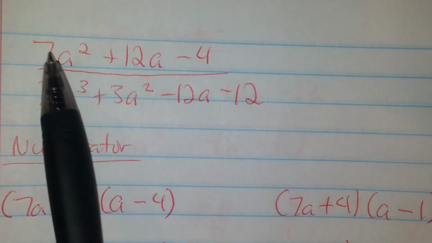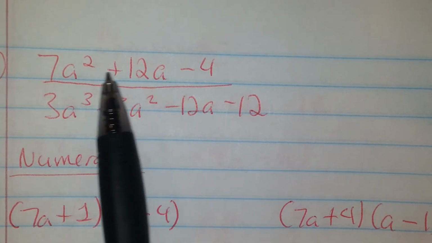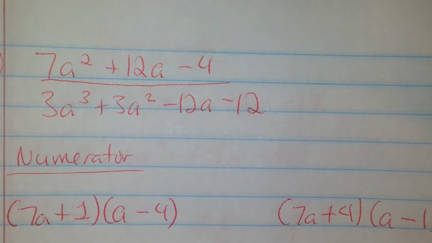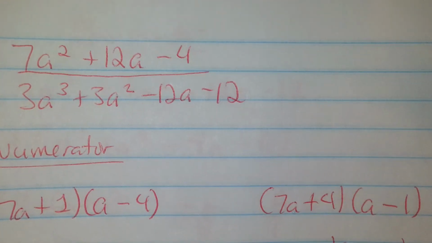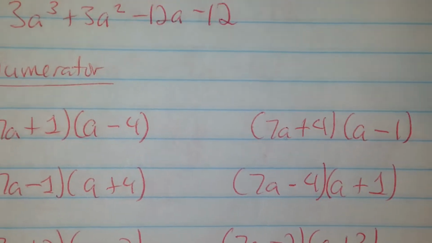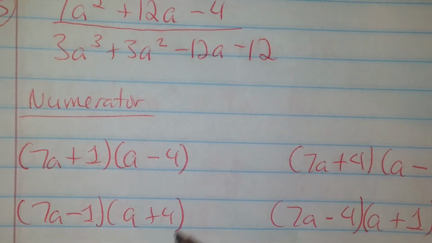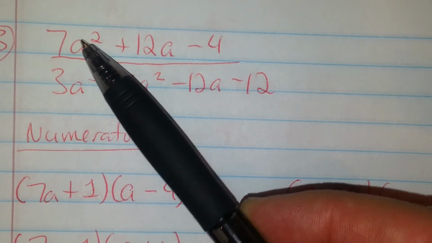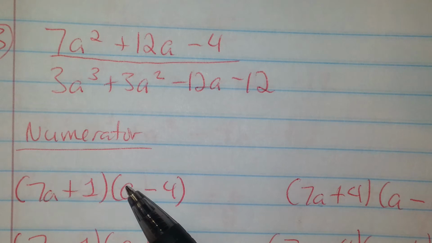This right here, we can't simplify this numerator because 7 is prime and there are no common factors, so we have to factor it. I'll do it the trial and error method. There are as many as 6 different ways I can do this. The one good thing is 7a times a is the only way we can get 7a, and I'm not going to switch that. Let's just leave the 7 here and the a here.